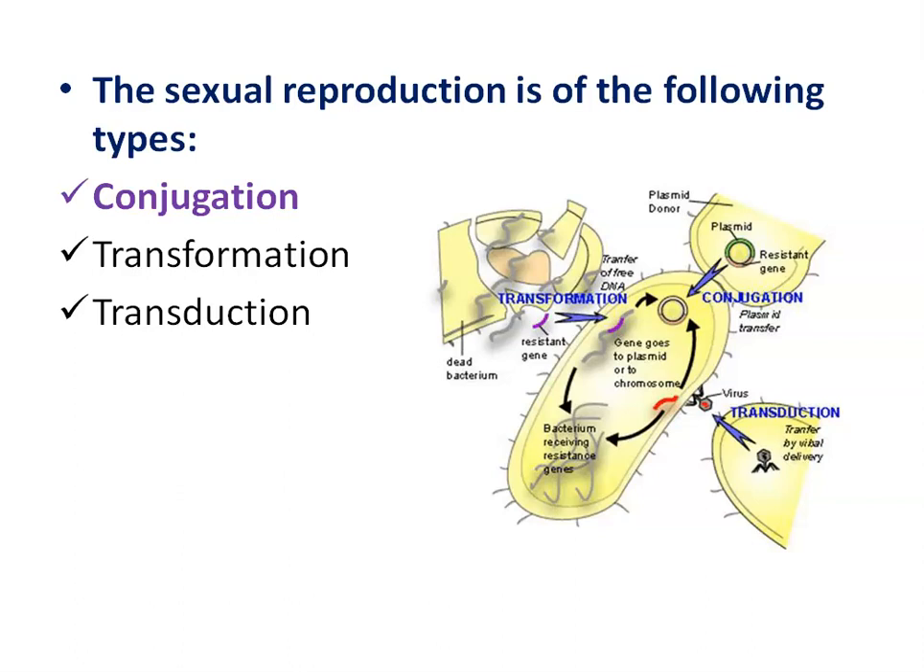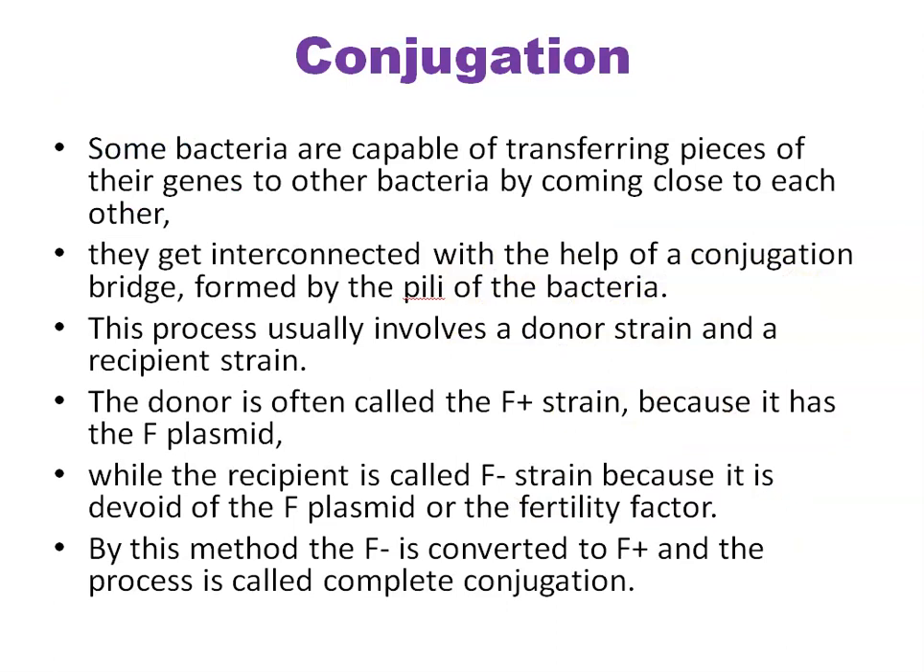So sexual reproduction in bacteria is of three types: conjugation, transformation, and transduction. So today we will discuss only conjugation in detail. Some bacteria are capable of transferring pieces of their genes to other bacteria by coming close to each other, right? They come close to each other with the help of pili. Pili are hair-like structures present on the surface of the bacteria, right? They help in this process.